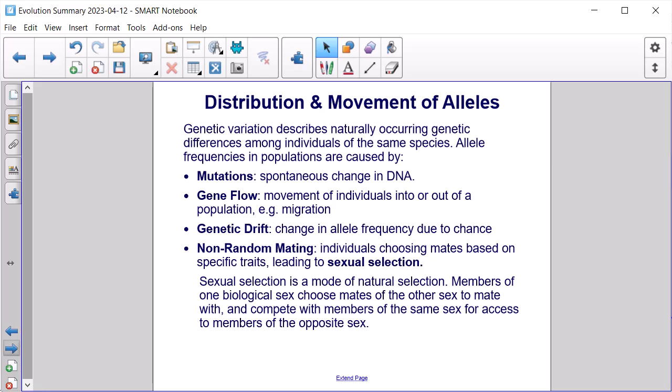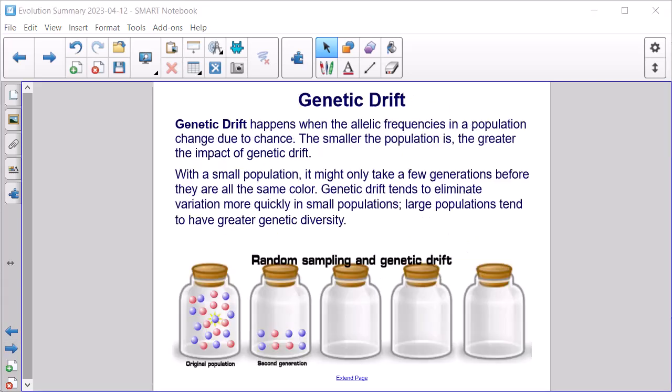Members of one biological sex choose mates of the other sex to mate with and compete with members of the same sex for access to members of the opposite sex.